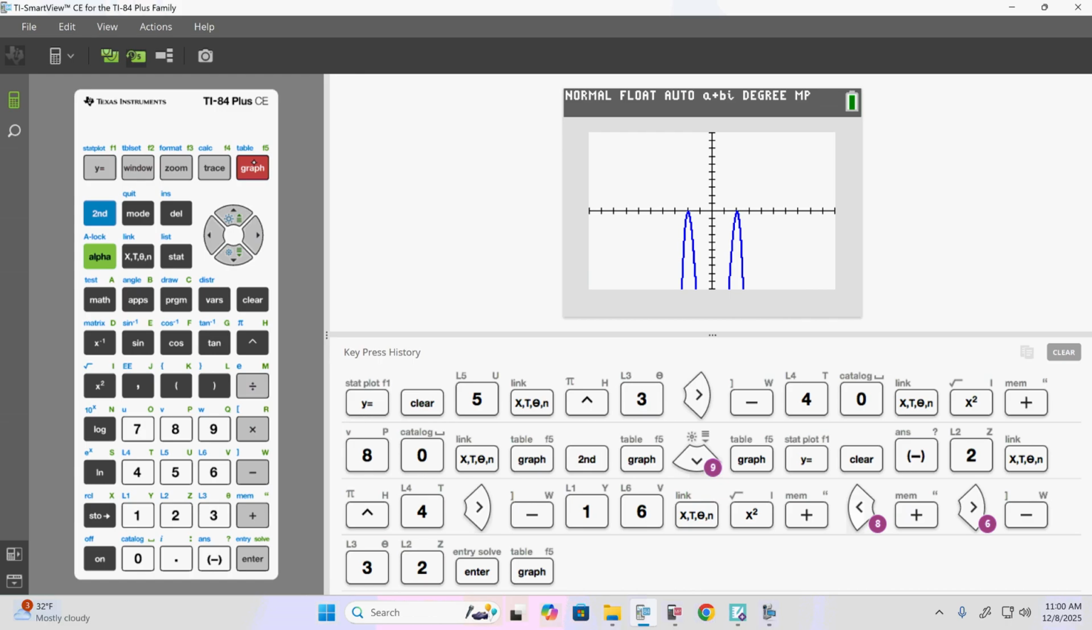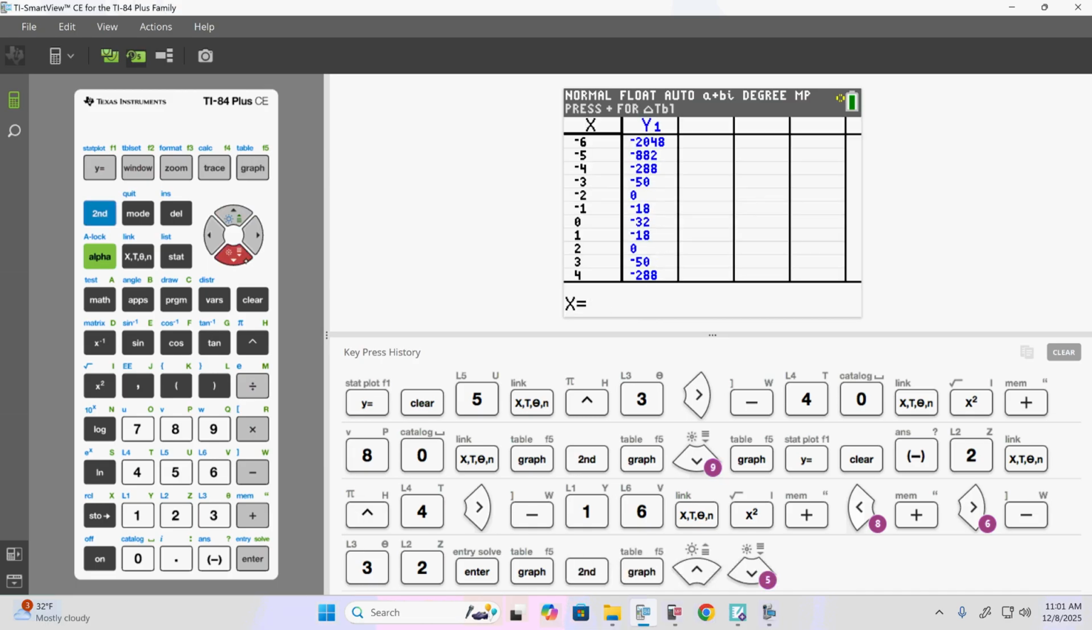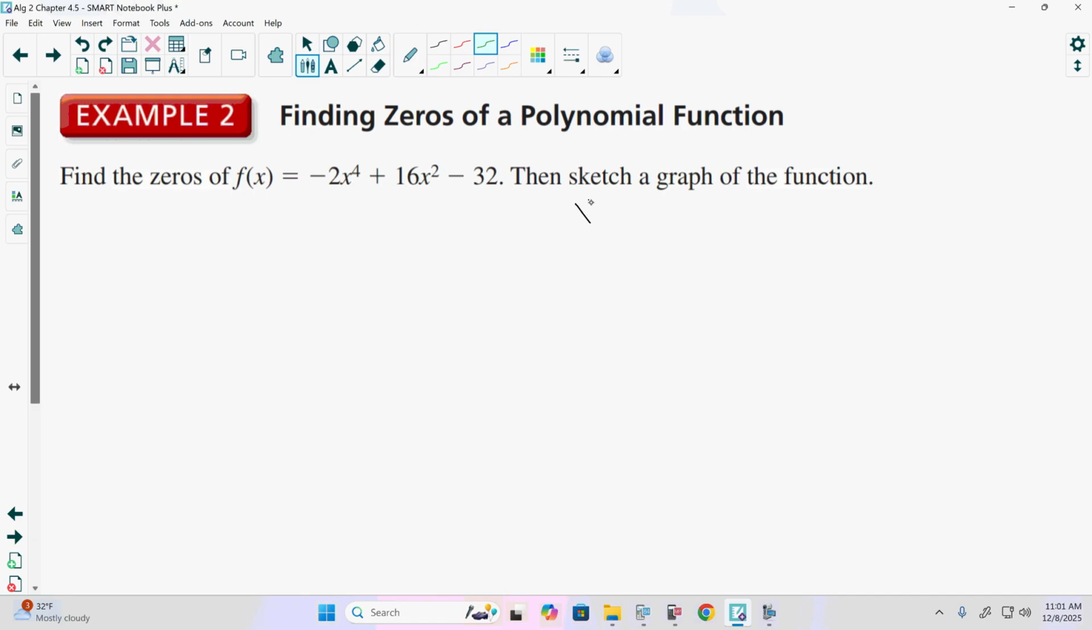Now we have this here. Now we see that it touches the x-axis and does not cross it in two places. One of them's positive, one of them's negative. So if we look at the table, we see that two of those solutions are 2 and negative 2. Those are two of the solutions that we have. So we know that x is equal to 2 and x is equal to negative 2. We know those two are the solutions for sure.